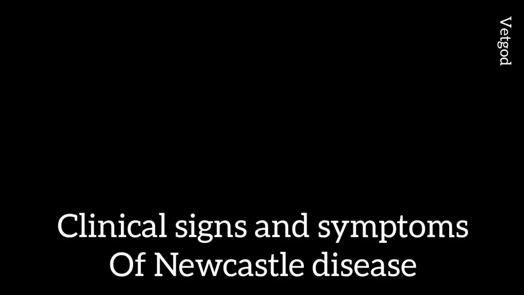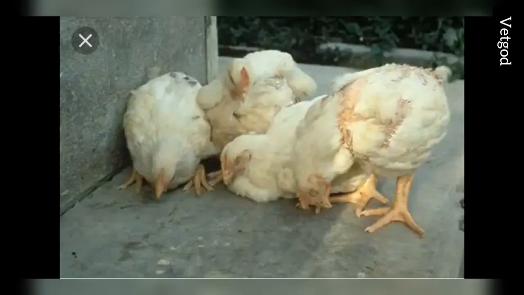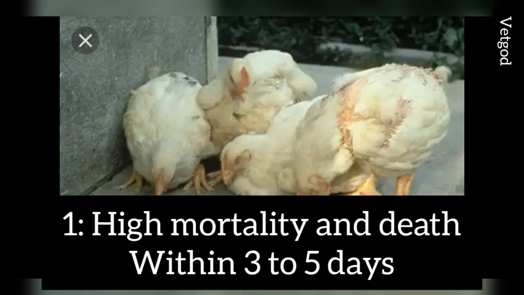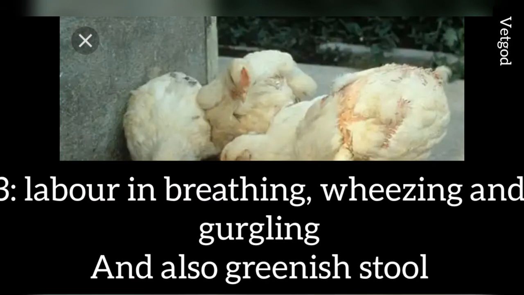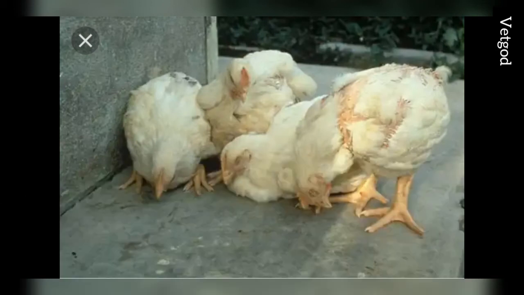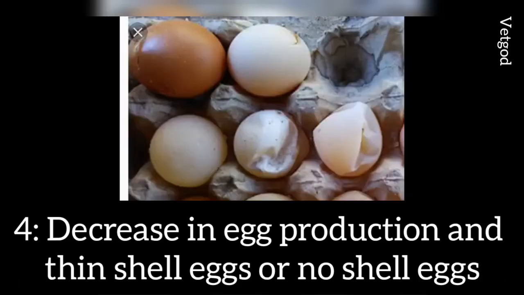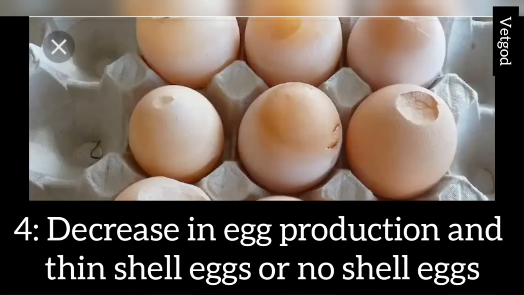So let's go to the clinical signs and symptoms of Newcastle disease. First of all, it causes high mortality and death in 3 to 5 days. The mesogenic strain causes typical signs of respiratory distress. Another one is labored breathing, wheezing and gurgling with nervous signs like paralysis. There is also a decrease in egg production and eggs with thin shells or no shells.